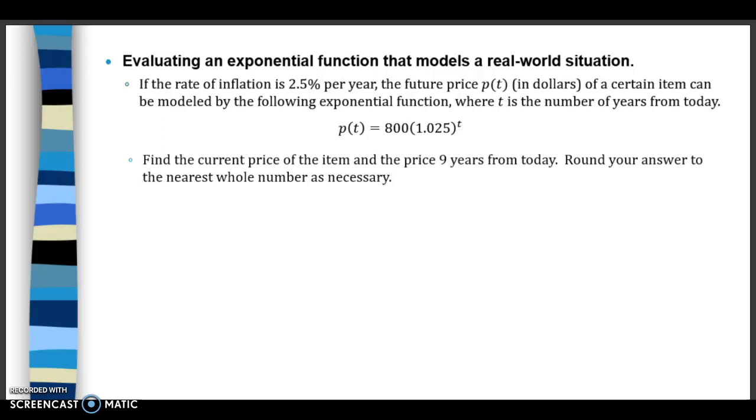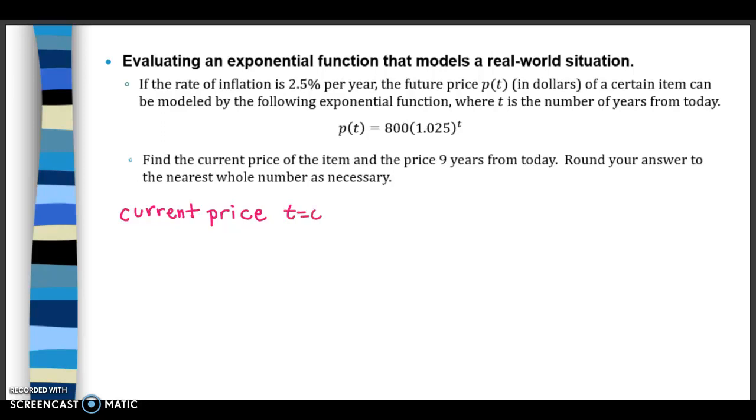Find the current price of the item and the price 9 years from today, and then round your answer to the nearest whole number. So the current price, that's 0 years from today, right?